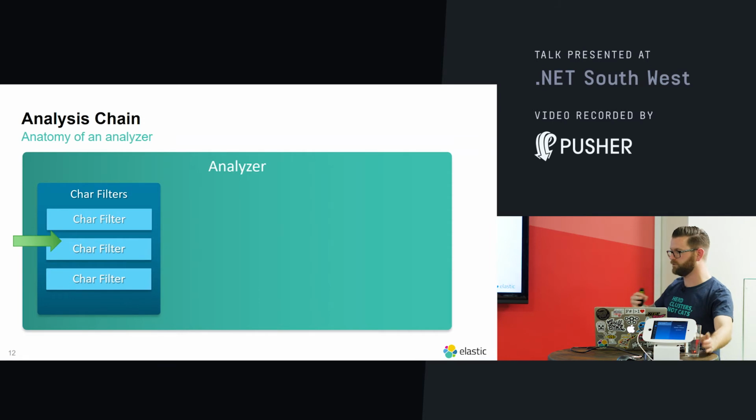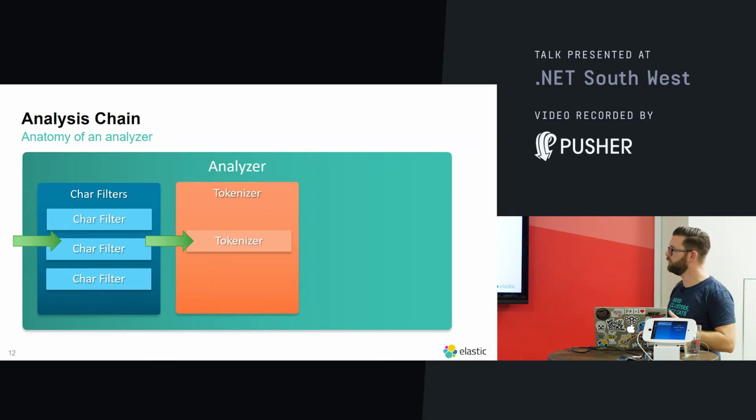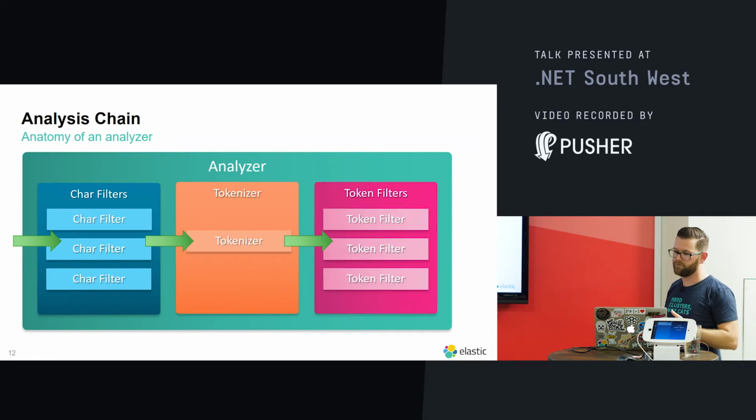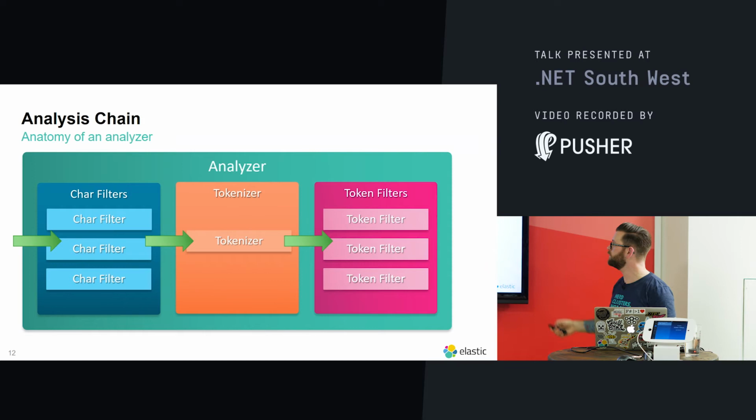It takes in a stream of characters. It runs them through 0 or more character filters. It then runs that through a tokenizer, which tokenizes that text into individual terms. And then it can run those individual tokens through 0 or more token filters. At the end of it, you get a collection of tokens which are indexed into the inverted index.